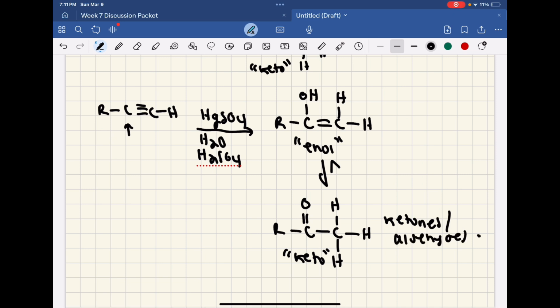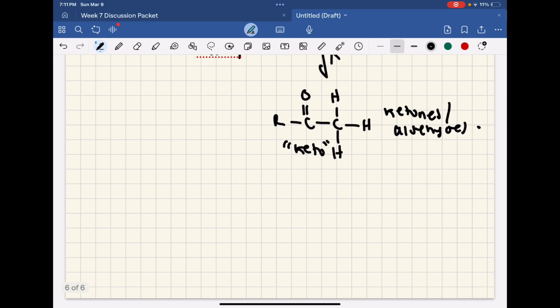Okay, so let's see an example of this. There is a bridged intermediate. I don't really care about that, but anyway, so here is another example.